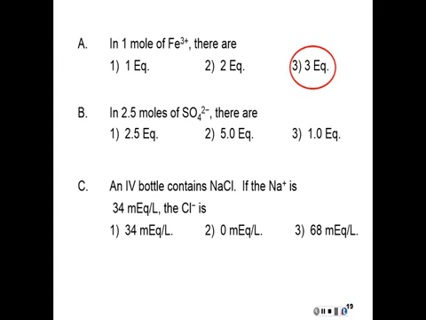Okay, here are the answers. For number 1, it's going to be 3 equivalents. All you have to do is multiply the positive 3 charge by the 1 mole. Letter B is going to be 5.0 equivalents, because now it's going to be 2.5 moles, 2.5 times 2, that gives me 5. And for the last one, it's going to be 34 milliequivalents, because if it's just sodium chloride in the IV bottle, and the sodium is this, then the chloride must be the same, because again, the total charge has to add up to 0.